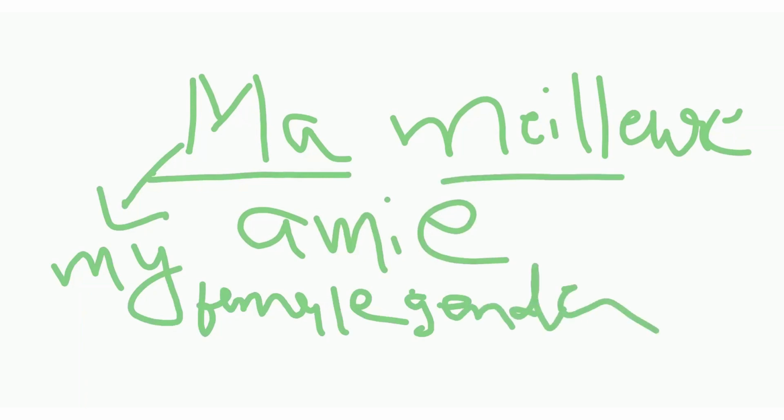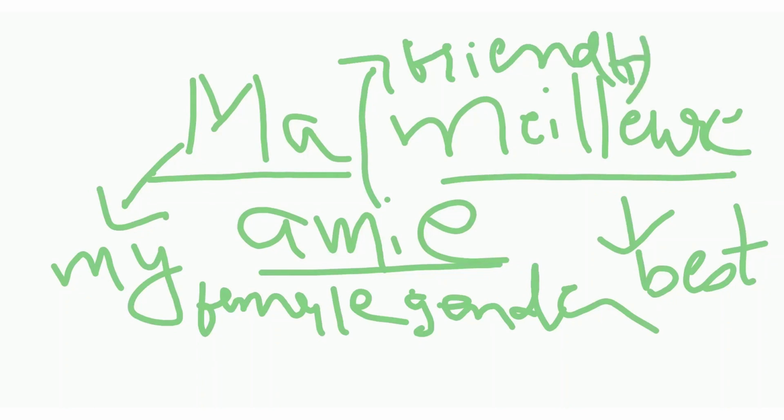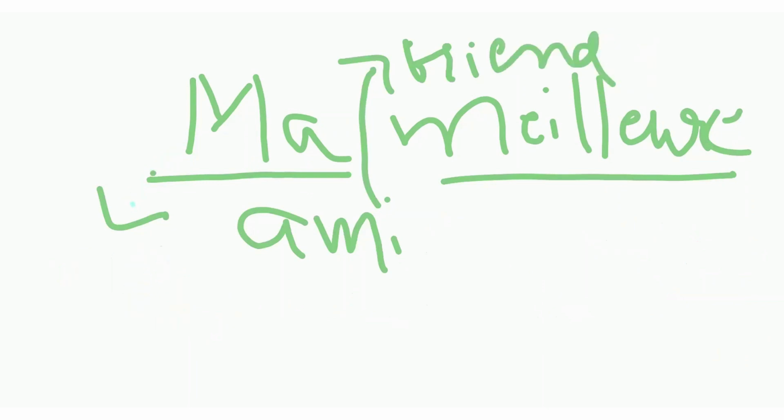Now this meilleure is best and this amie is friend, that is female friend. Now here an E is added. Why is an E added? To show that the gender is female. If I don't write the E, then this will be a male friend.